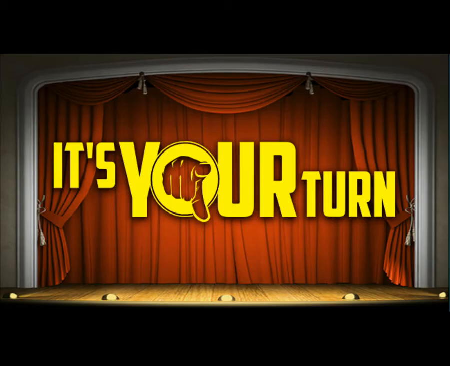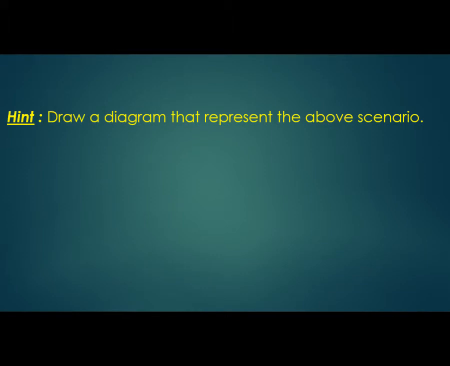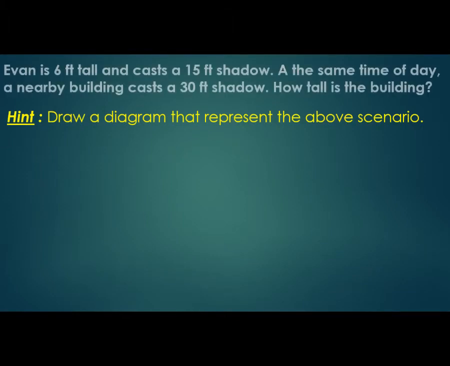Okay, now it's your turn to establish a proportionality and solve it. First, the hint: don't forget to draw a diagram. Here I'm not giving the diagram. Ivan is 6 feet tall and casts a 15 feet shadow. At the same time of day, a nearby building casts a 30 feet shadow. How tall is the building?